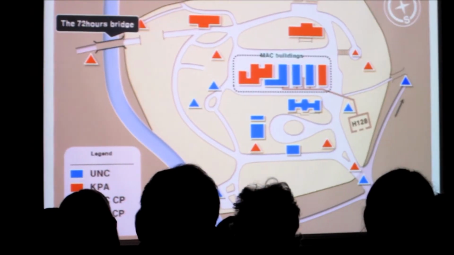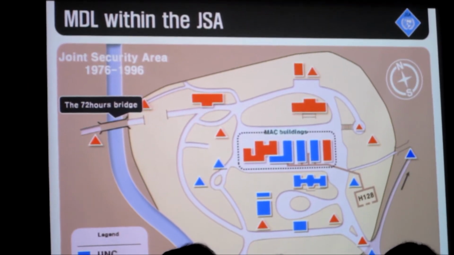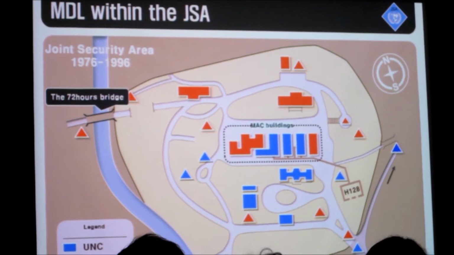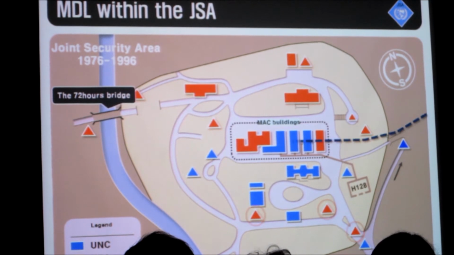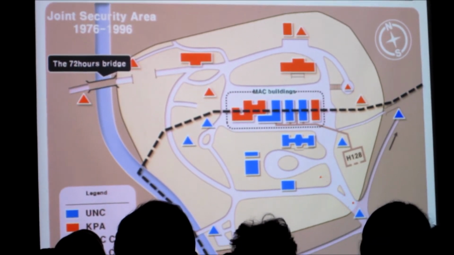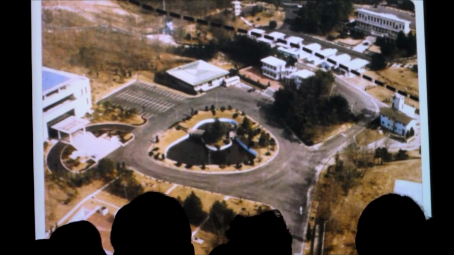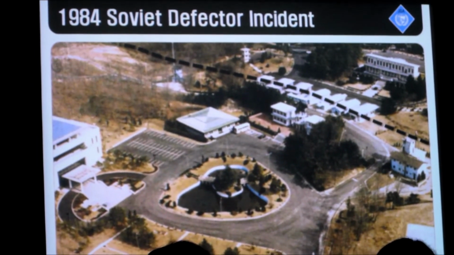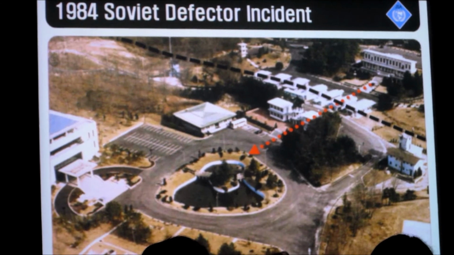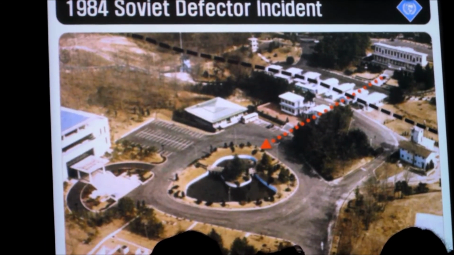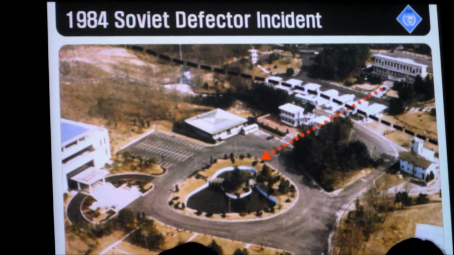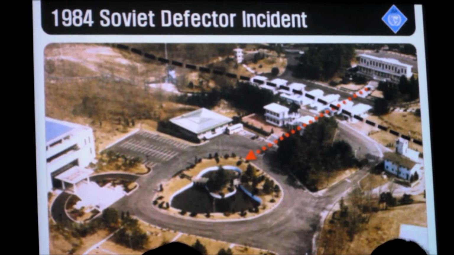Now, due to this unprovoked act of violence, a special series of meetings was held, and it was decided that the actual MDL should separate the 2 guard forces in this area. Now, under this new agreement, no other acts of violence occurred until November 23, 1984, when a Soviet citizen on a North Korean-sponsored tour dashed across the MDL in an attempt to defect to the free world. The North Koreans armed with pistols and rifles followed him in an attempt to kill or capture him.